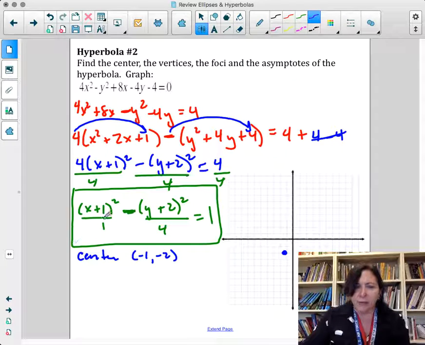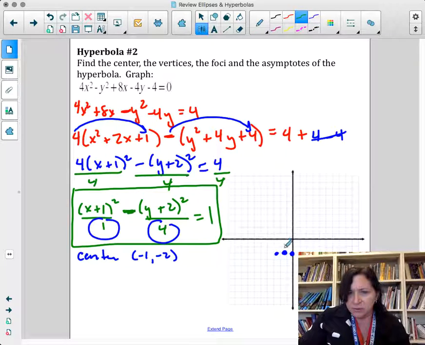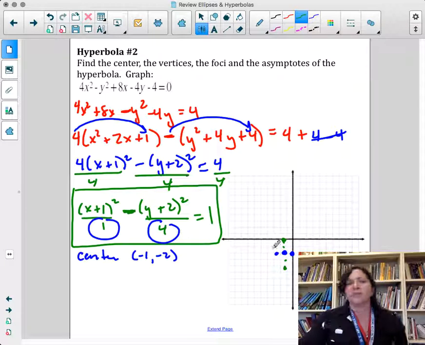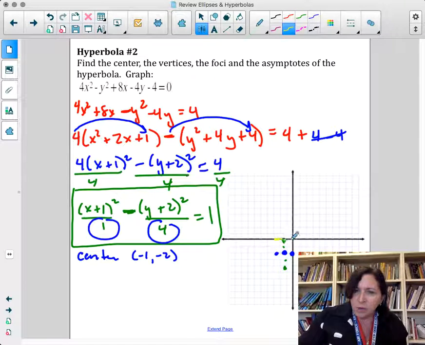In the x direction, I'm going to take this value and go the square root of that in the x direction, which means I'm going to go 1 to the left and 1 to the right. In the y direction, I'm going to take the square root of that, which is up 2 and down 2. So up 2 and down 2. And do not connect the points because this is a hyperbola. You cannot connect this. What you need to do is make a box. So we're going to box this up.